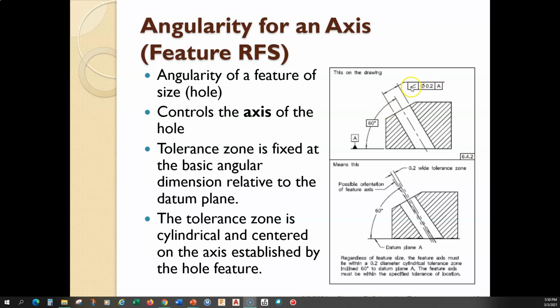So relative to angular orientation, relative to A, basic dimension here, linking datum A with the orientation of the controlled feature. So that's a 60 degrees basic. And it controls the axis of the hole, right? It controls the axis of the hole. So again, the tolerance zone is centered around the axis of the hole, and we want to try to contain the axis of the hole within the 0.2 of a millimeter tolerance zone in this case.